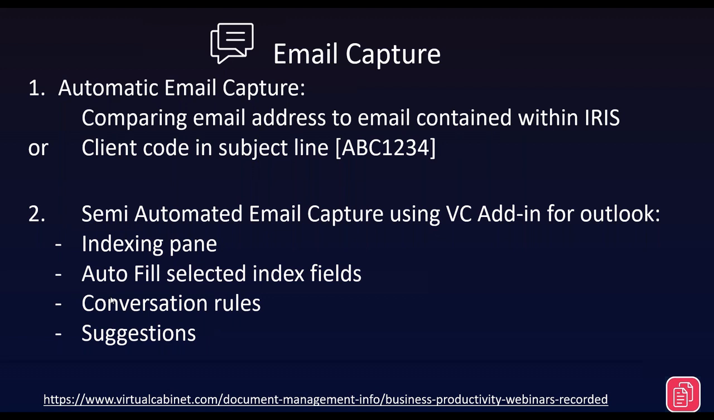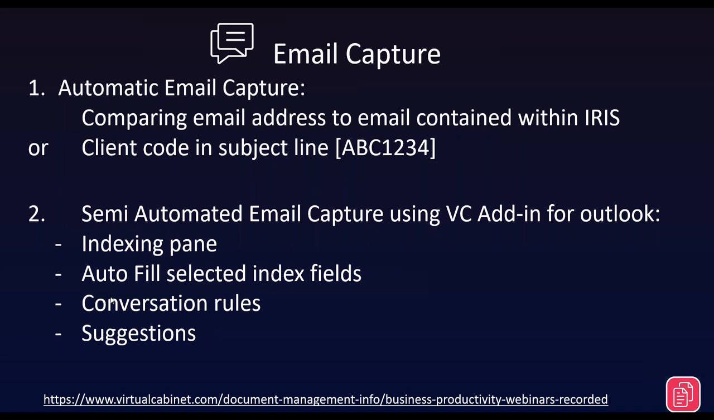The semi-automated email capture relies on the indexing pane in Outlook. One of the things you can do, and a lot of people don't know that, is autofill certain index fields already. For instance, if you always save your emails under correspondence, you can default to that. If you always use today's date, you can default to that. If you take the subject line of the email and put it in the description, you can default to that as well. All editable, all changeable, but at least it saves time, so you just have to put in the client name and client code.